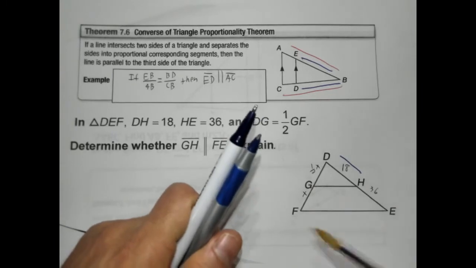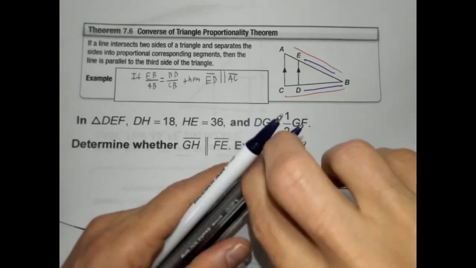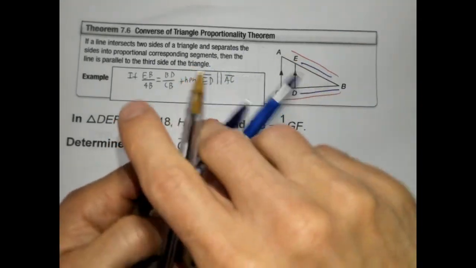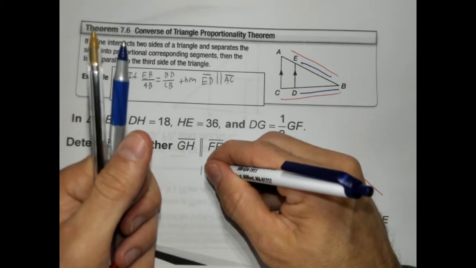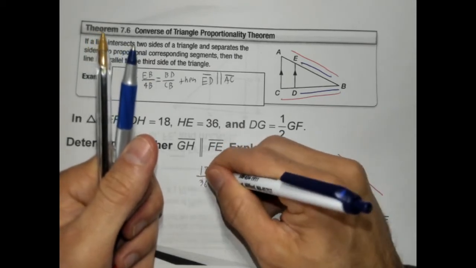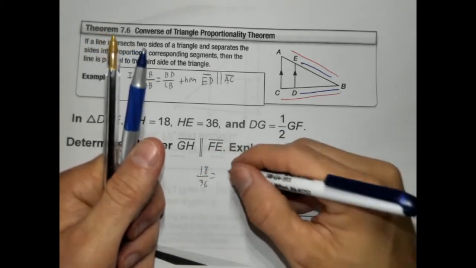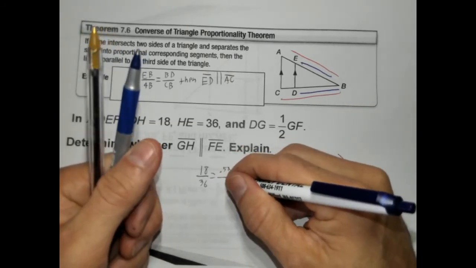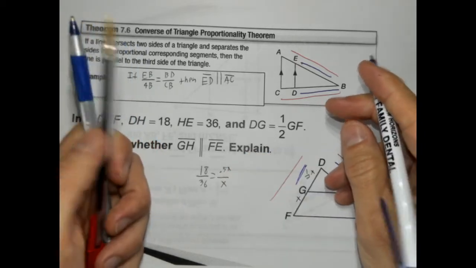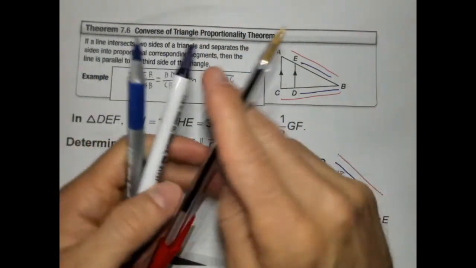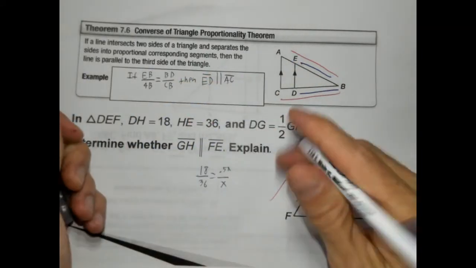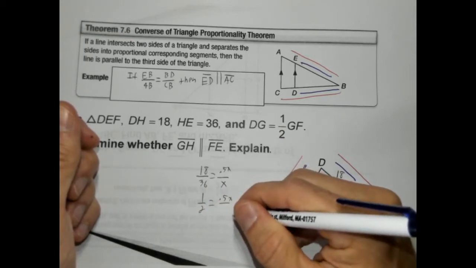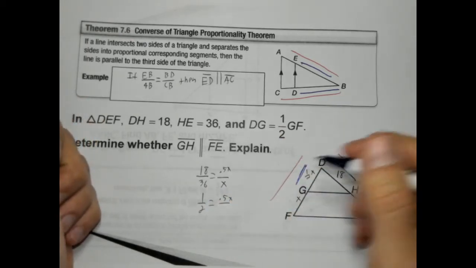Now there's a conceptual way to do this. It actually makes it a lot easier, but I'm not going to do that just yet because that makes things a little too easy. All right, so blue over red, blue over red. So 18 over 36 is equal to 0.5x over x. And we can simplify that to 1/2. So 1/2 equals 0.5x over x.